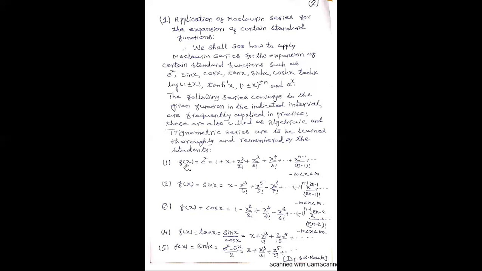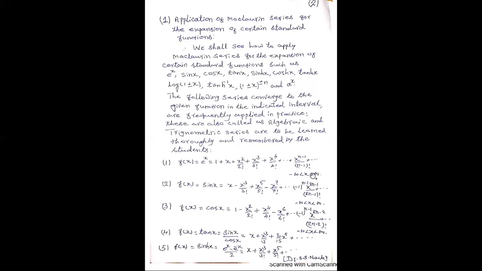So first function, we'll see, for example, that f of x is equal to e raised to x. So this is an exponential function. For this exponential function, the expansion of this function in the form of an infinite series is given by e raised to x is equal to 1 plus x plus x square upon 2 factorial plus x cube upon 3 factorial plus x raised to 4 upon 4 factorial plus so on, x to the power n minus 1 upon n minus 1 factorial, where x lies between minus infinity to plus infinity.